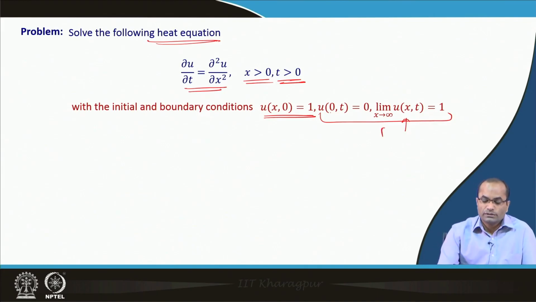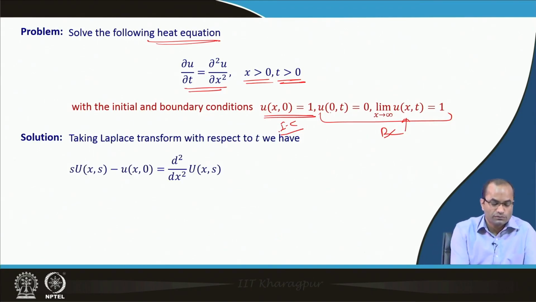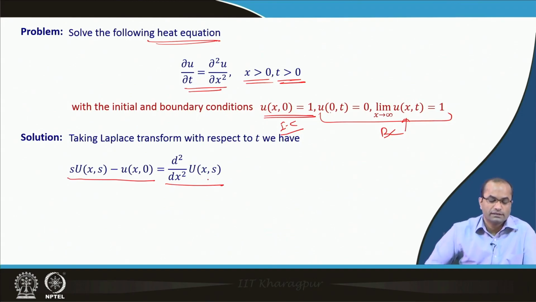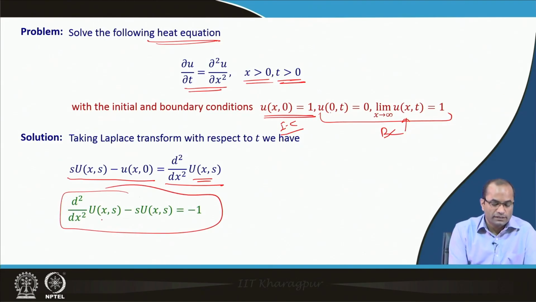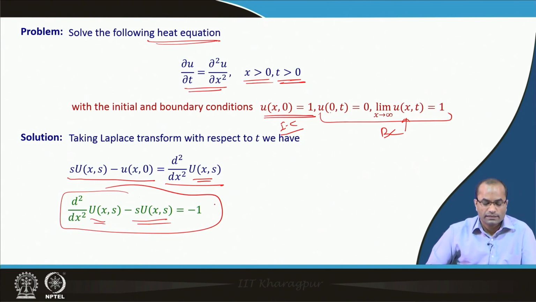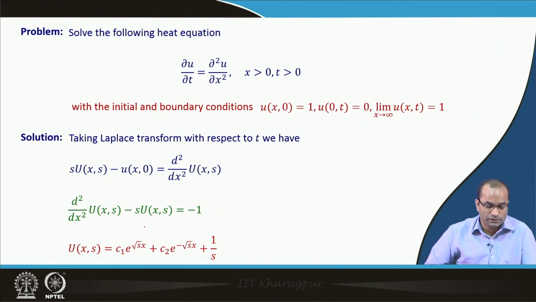So these are the boundary conditions and this is the initial condition, and now we apply the Laplace transform as usual. We get s U from the derivative theorem with respect to t, and the right side will have the double derivative with respect to x of U(x,s). Then taking it to one side, we have d²/dx² U(x,s) minus s U(x,s) equal to minus 1, which can be solved again. It is a linear differential equation with constant coefficients.